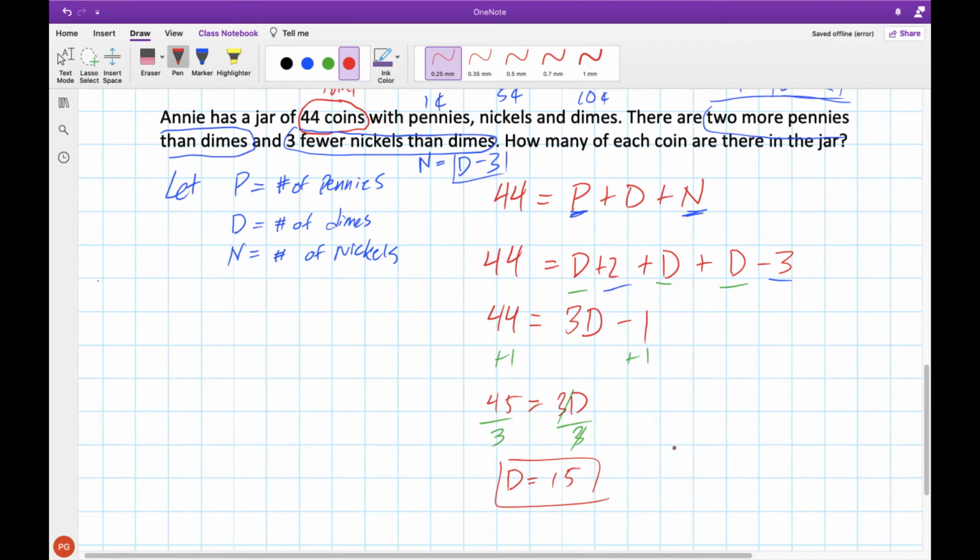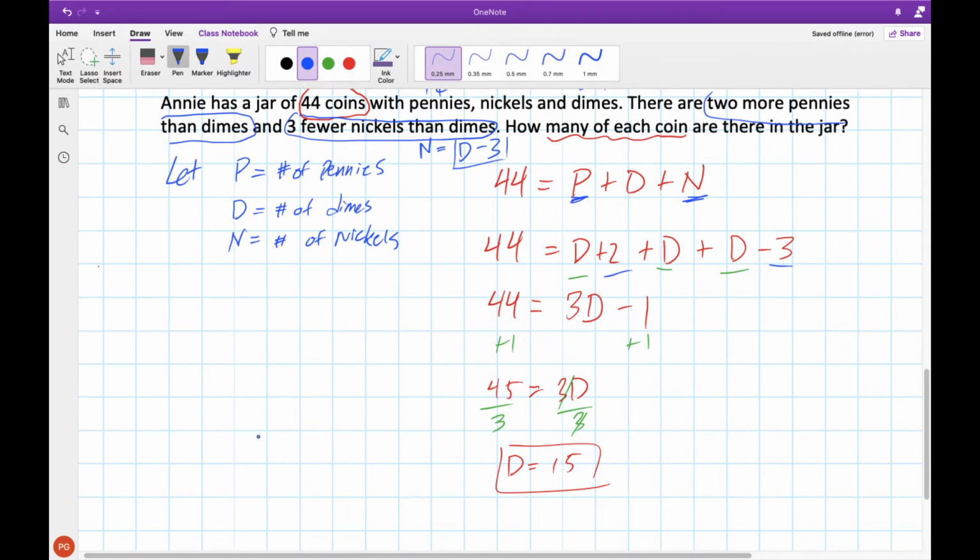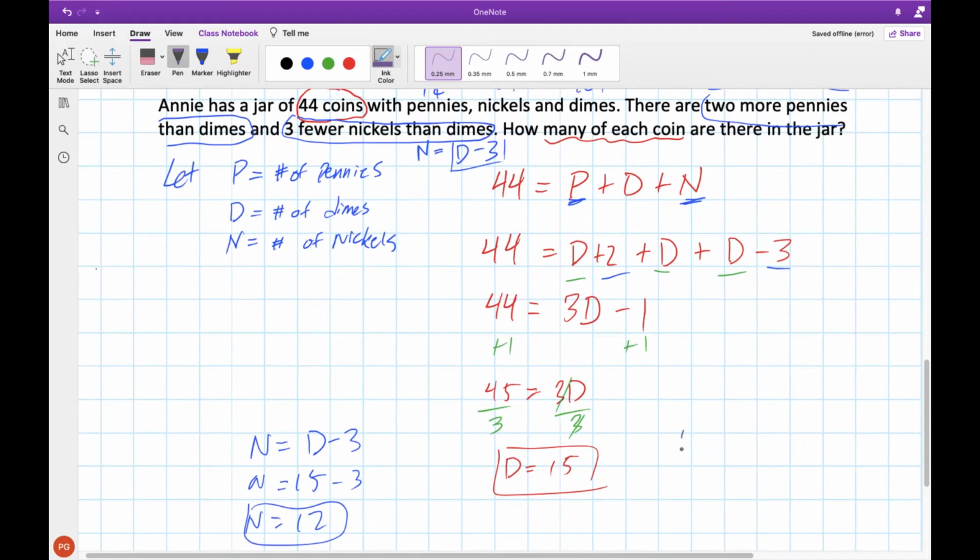But wait, we haven't answered the question. We want to know how many of each coin there are. But fortunately, we already know how to get from our number of dimes to the number of each other type. We know that the number of nickels is equal to the number of dimes minus 3. So 15 minus 3, that tells us the number of nickels is 12. Same thing for our pennies. The number of pennies is equal to the number of dimes plus 2, so the number of pennies is equal to 15 plus 2, which is equal to 17.